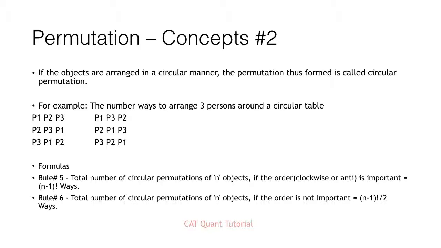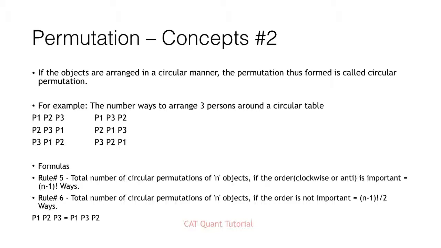Rule number 6: the total number of circular permutations of n objects if the order is not important. When the order is not important, it doesn't matter whether it's clockwise or anti-clockwise. In that case, the answer would be n minus 1 factorial divided by 2. Coming to the 3 persons at a circular table problem, P1, P2, P3 and P1, P3, P2 are the 2 combinations we are left with.